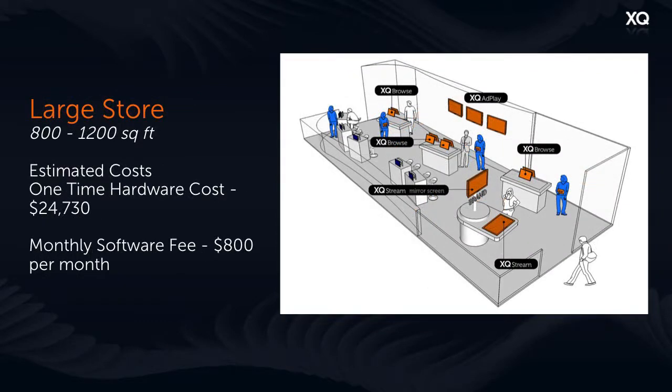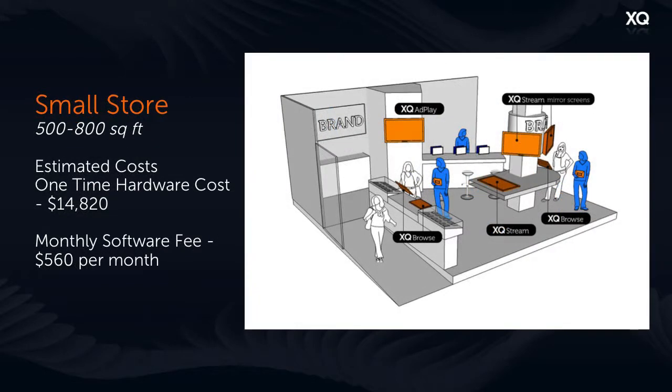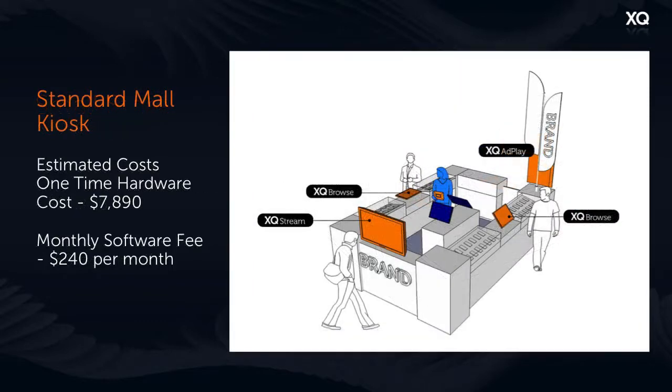Again, a large store, and you can see the variety of kiosks and both the displays in portrait and landscape, above phone displays as well as on the wall. Small store, we're looking at 500 to 800 feet, and again, some estimated costs, and some suggestions on how you might mount and place these displays. And again, XQ will even work in a standard mall kiosk. So again, looking here at what some of those fees might be and some of the positioning that you might want to think about.